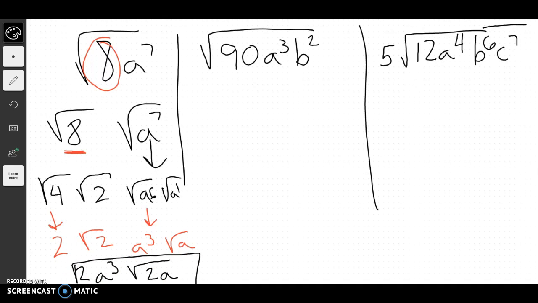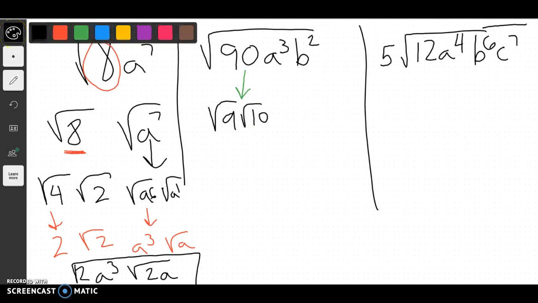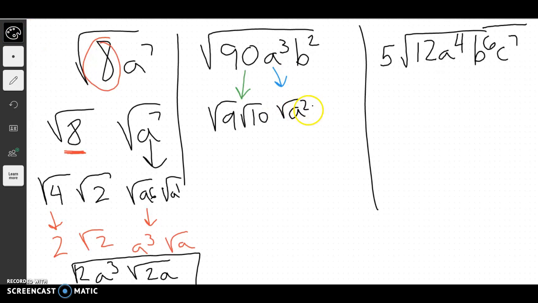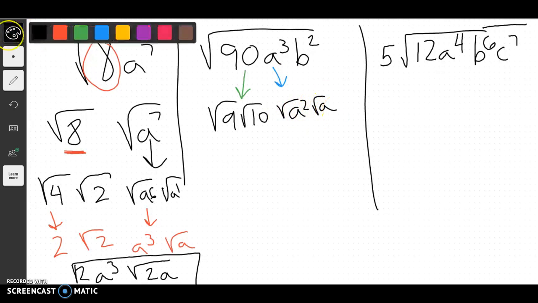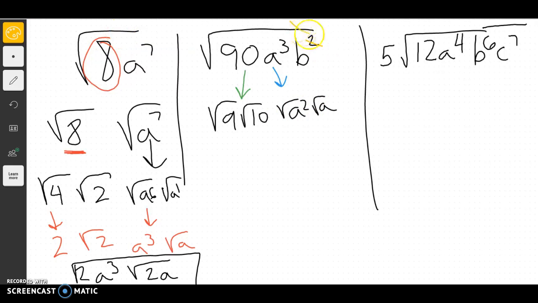And that would be my final answer. Let's do 90. If I'm looking at 90, the perfect square root that makes up 90, so I got to think about all the ones that I remember from before, would be 9 and 10. Then we're going to break up these a's. So that would be a to the second and a. And the nice part is I know the b's are going to cancel. So that would just give me b.